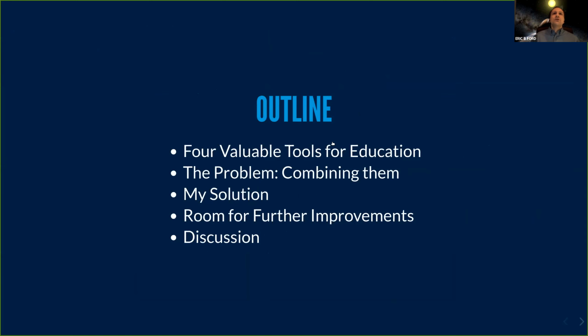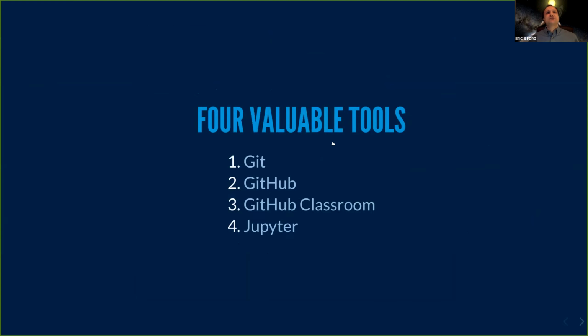So the four tools that I'll talk about briefly are Git, that's a method for version control of documents. GitHub, an online platform for sharing and collaborating on documents that are controlled that way. GitHub Classroom, something that allows you to customize GitHub for a classroom environment. And Jupyter Notebooks, the sort of visual interactive format for sharing these things.